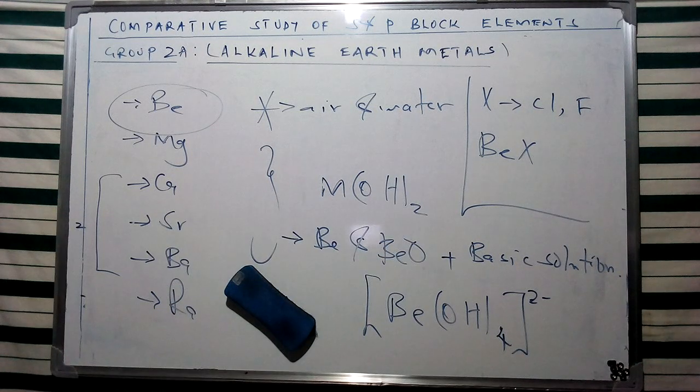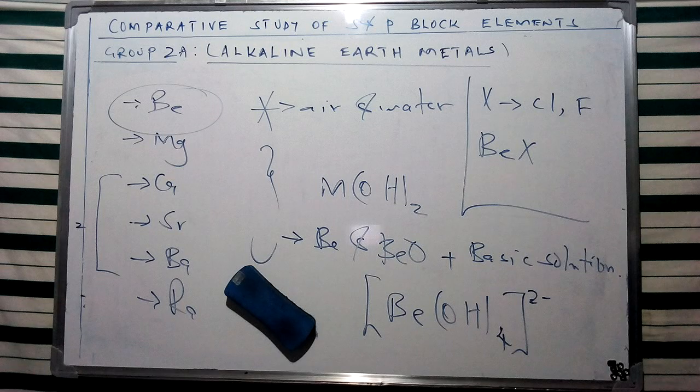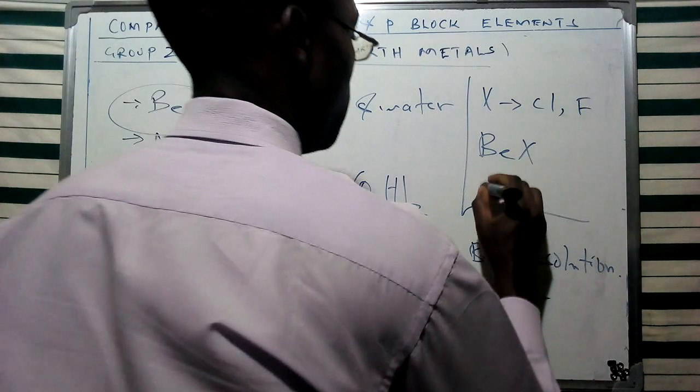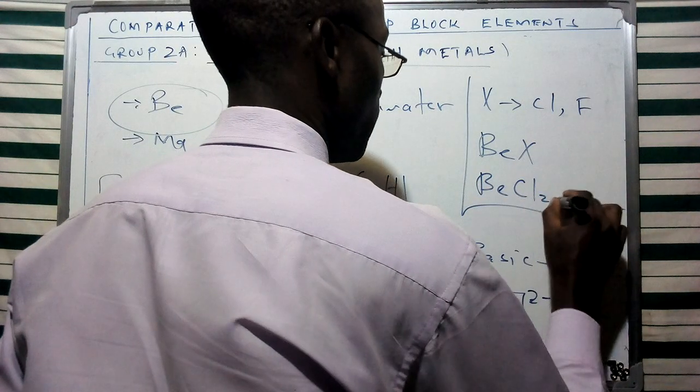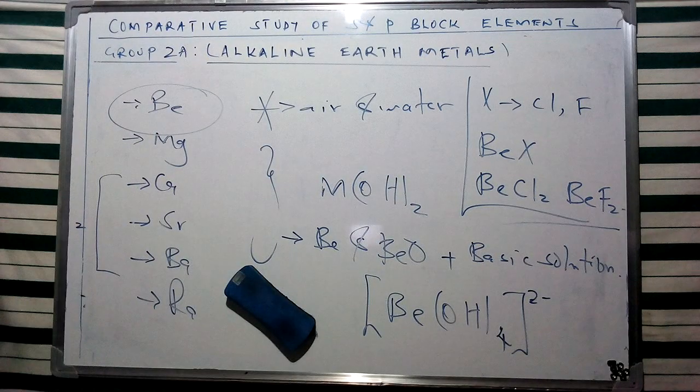We say that the ionic character is the one responsible for conductivity of electricity, but due to the covalent nature of these specific halides, which are basically barium chloride and barium fluoride, they are going to be covalent in nature, and therefore they are going to display poor conductivity of electricity.